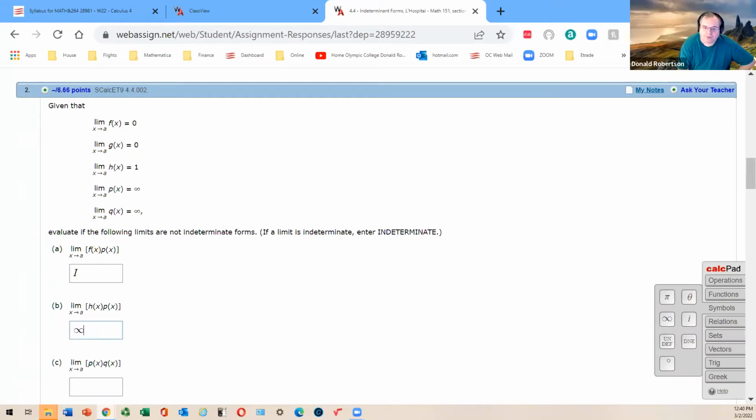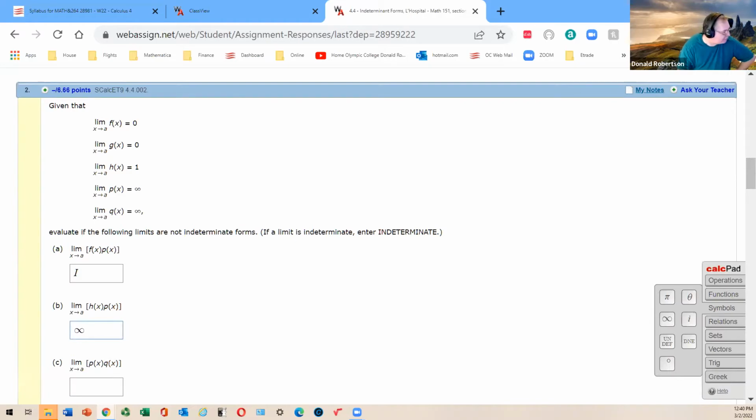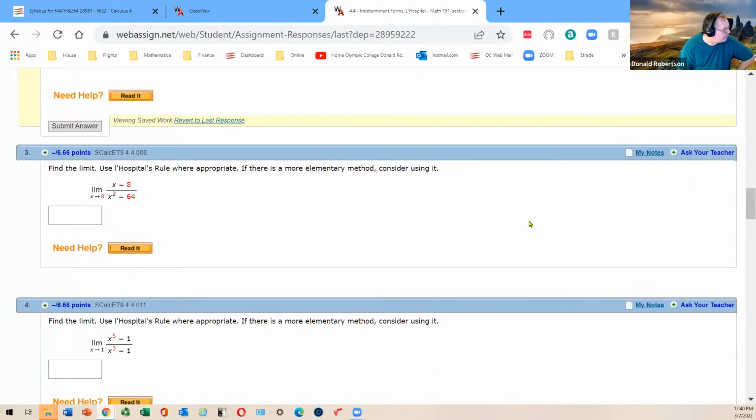Do you feel comfortable that if we tell you what the limits of F, G, P, Q, R are, that if I gave you any multiplication or division combination, you would feel comfortable about indeterminate form? There, that's the little guy I went and missed. So now I haven't missed it.